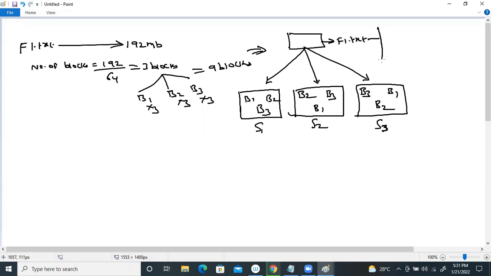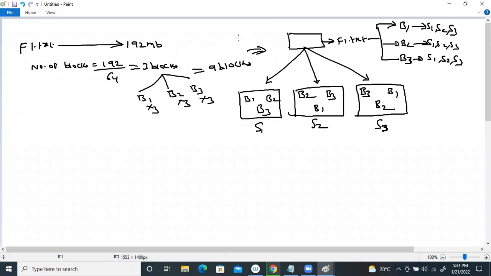f1.txt is divided into how many blocks, right? B1, B2, B3. Where B1 is stored in S1, also in S2, and also in S3. B2 also in S1, S2, and S3. B3 also in S1, S2, and S3, right?